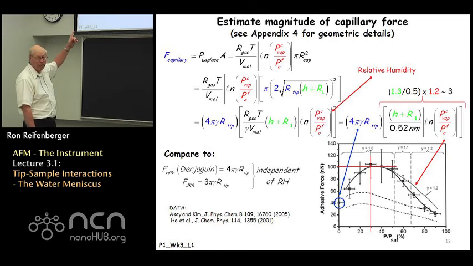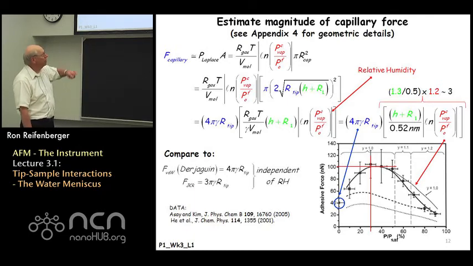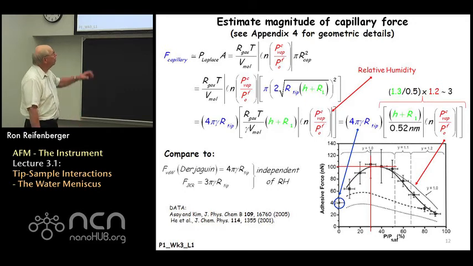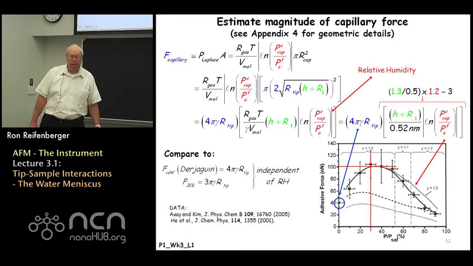The prefactor here that contains the universal gas constant and the temperature T, we've already estimated that at room temperature. That's on the order of 0.5 nanometer. And if you pick relative humidity of 30%, the natural log of the vapor pressures gives you a number on the order of 1.2. So as you can see, when you multiply all that out, you would expect that the presence of this water meniscus increases the adhesive force given by 4 pi gamma r tip by something on the order of a factor of 3.